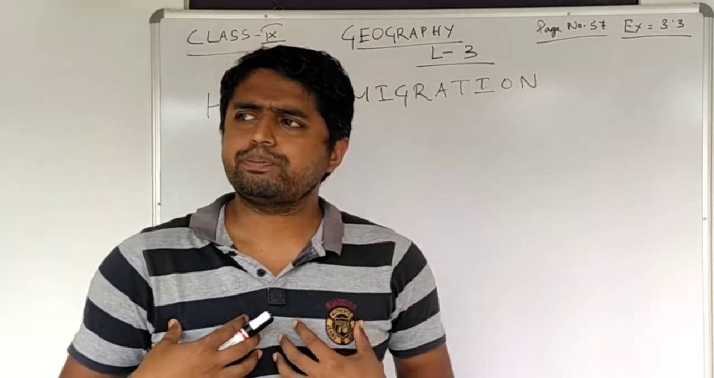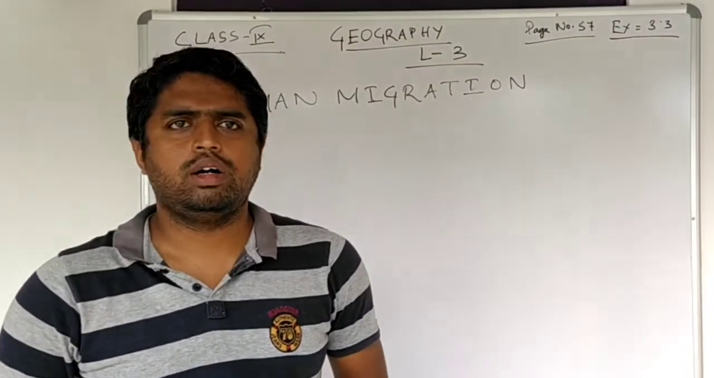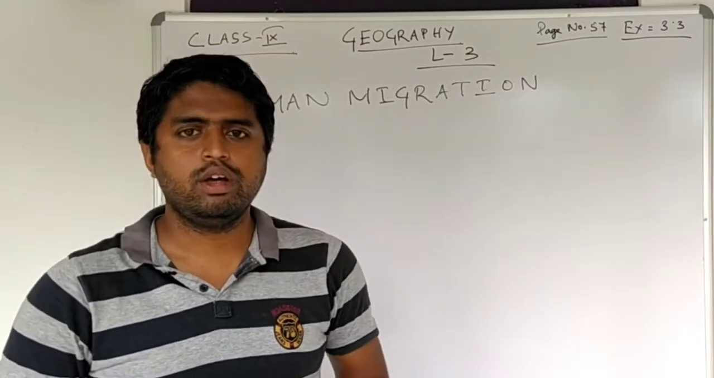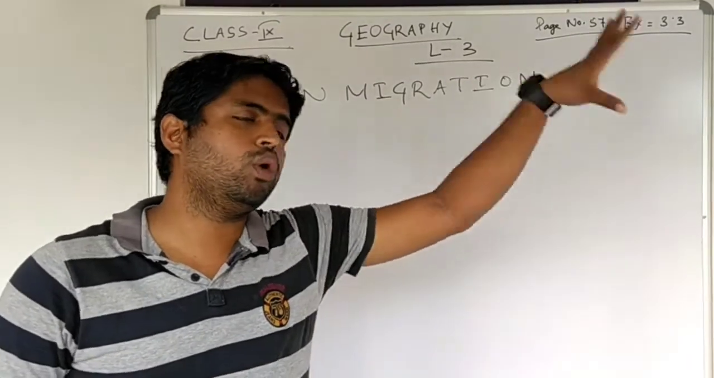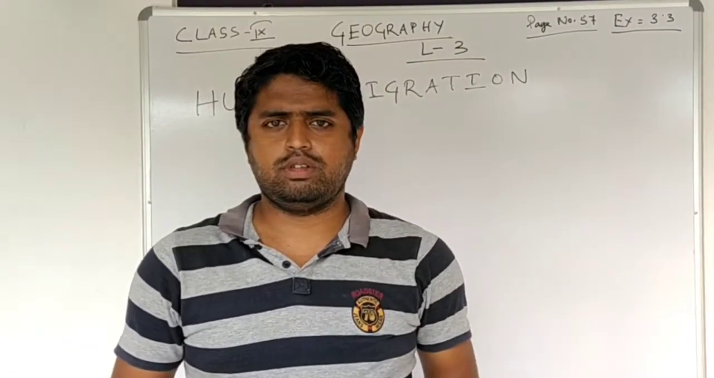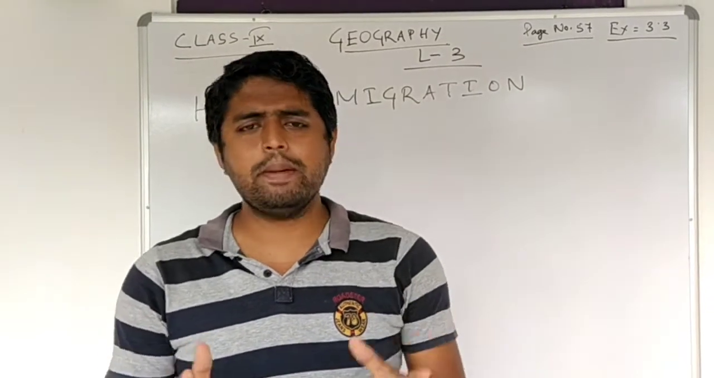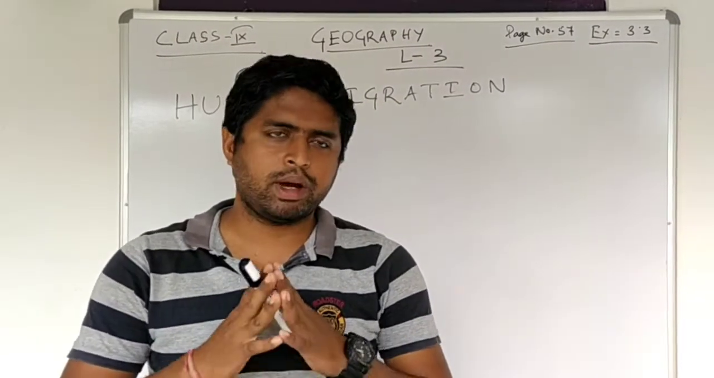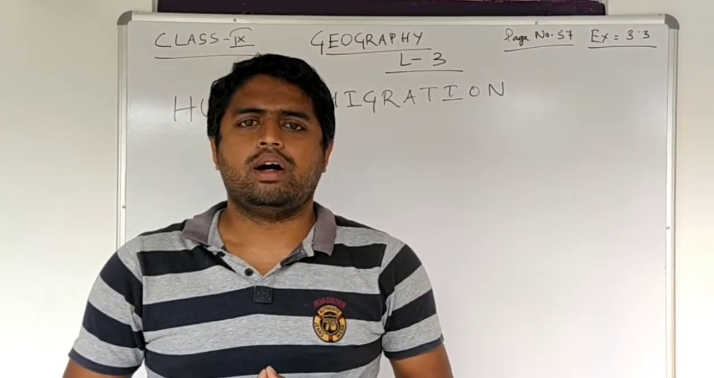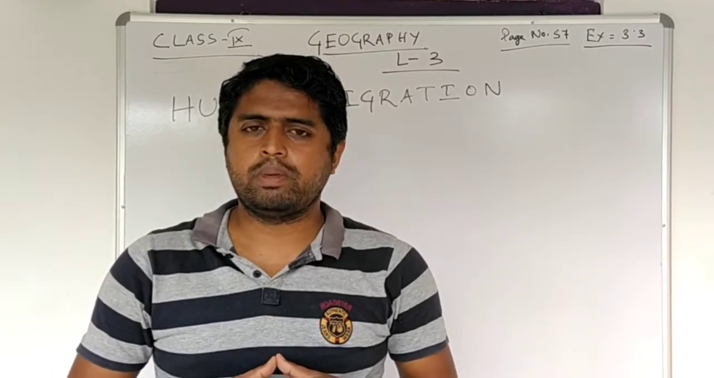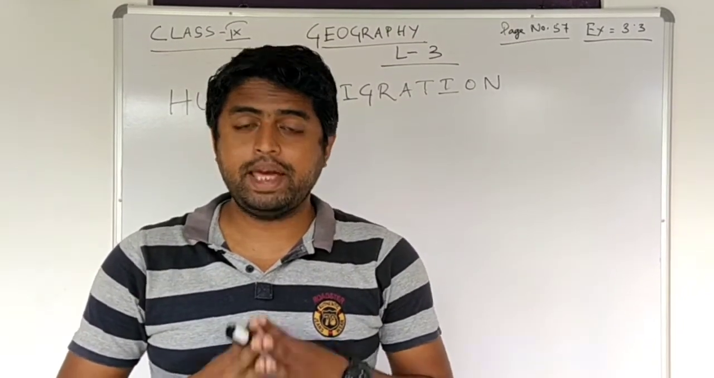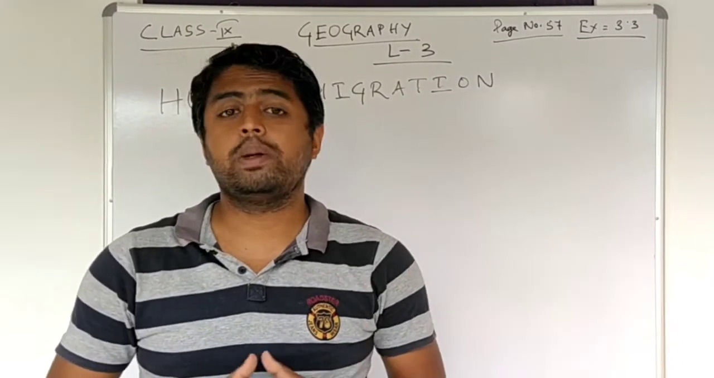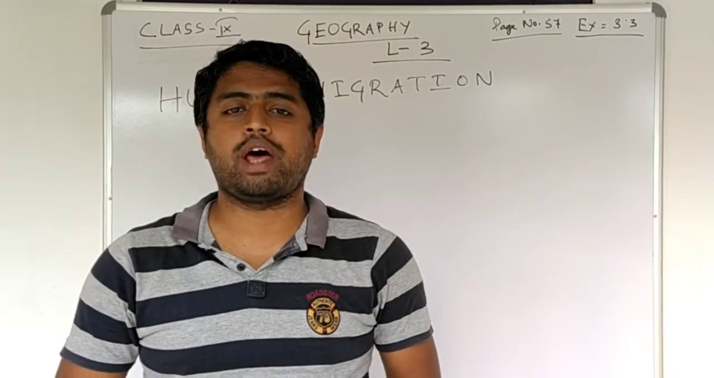Suppose I want to study in Delhi, or in Delhi University I want to study. I am living here, so I need to leave my residence and go to Delhi University for studies, which will take at least a minimum of 1 or 2 years, depending upon my course, my subjects, or my degree for which I have enrolled. I have to stay there. This kind of movement is called human migration, which takes a longer period of time.